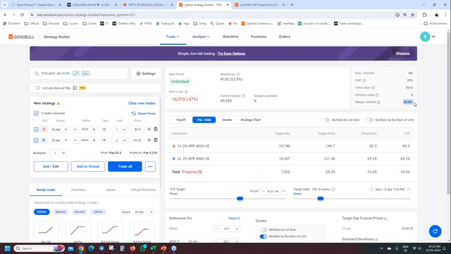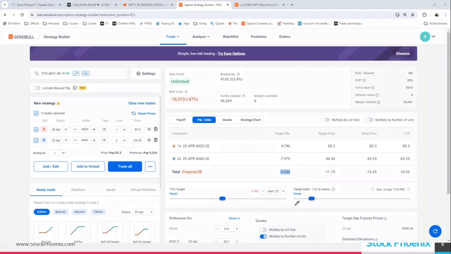Capital required is 35,000. With a 3% movement, we get 7,522. Maximum loss is 16,000. A 1.5% loss after 3 days will be 3,223. See now, when you make a loss, I don't think you require 3 days' time. Am I right or not?